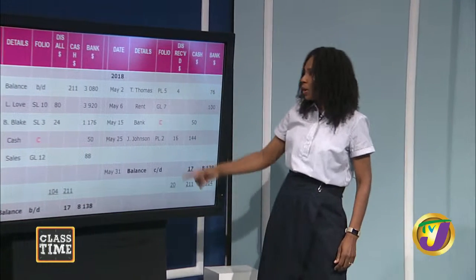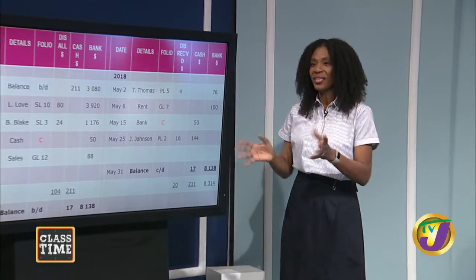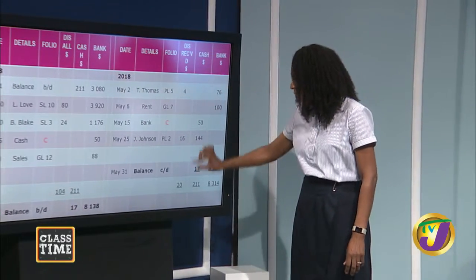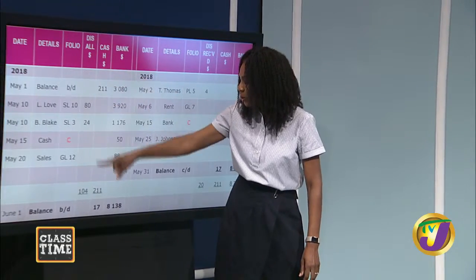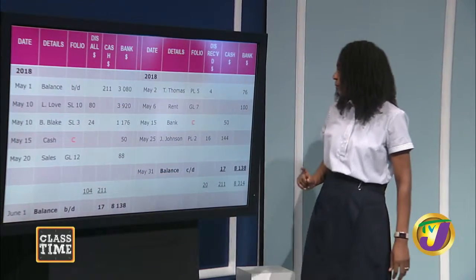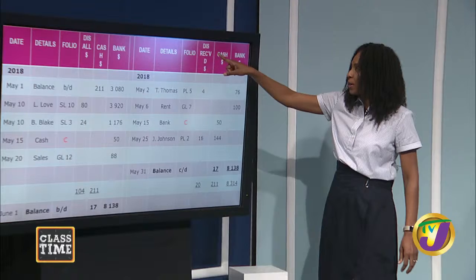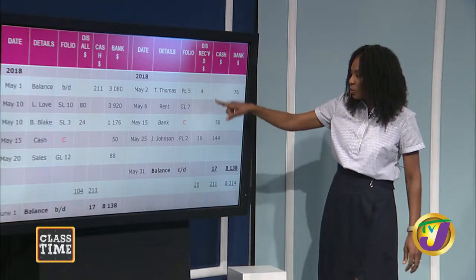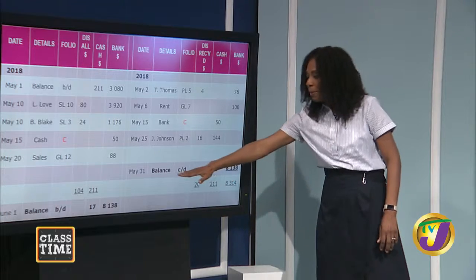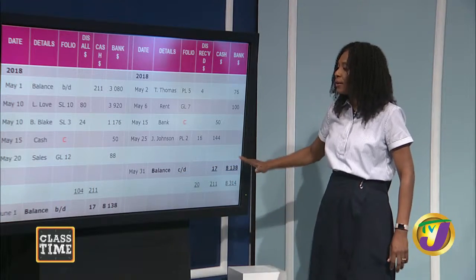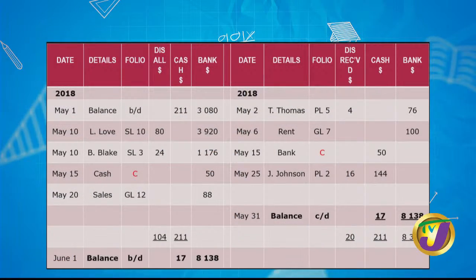Now for the discount columns though, you don't have a balance CD or balance BD. You just add them up straight and you get your total. So for the month, we had a total discount allowed of $104. And for the month, we had a total discount received of $20. Remember, balance CD on one side, balance BD for it must be shown on the opposite side.